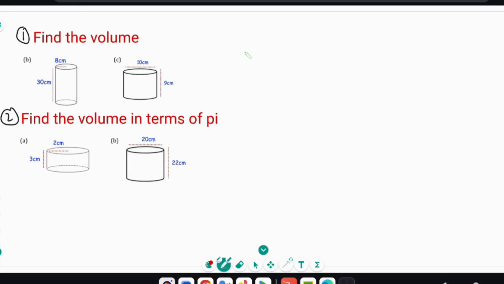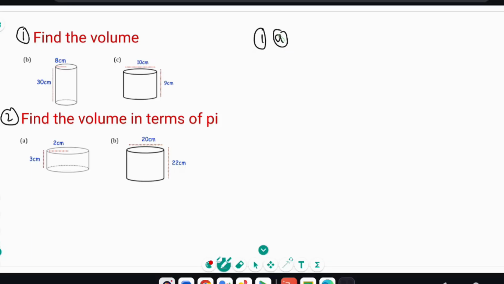502.7 centimetres squared to 1 dp. Okay, for question 1, find the volume to 1 dp. Question 2, find the volume in terms of pi. Put me on pause and pause when you're done.